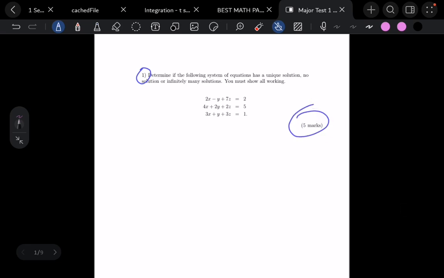you are asked to determine if the following systems of equation is a unique solution, no solution, or infinitely many solutions. You must show all workings. So what you need to do first, you need to take out your matrix A. Before you do that, you need to analyze that in this column here, we only have X. The second column, we only have Y. The third column, we only have Z. So that is the most important thing again. You always need to check that.